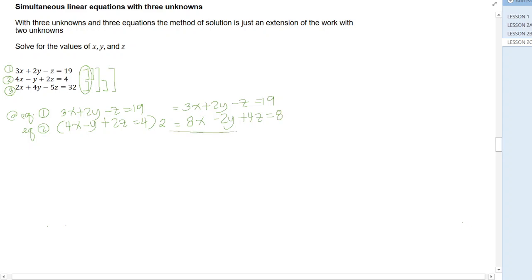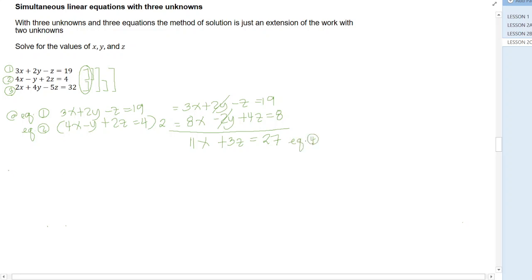If we add these, the y will be cancelled, and 8 plus 3 is 11x. Negative z plus 4z remains, that is plus 3z, is equal to 19 plus 8, which is simply 27. We are now ready to get the values of x and z. Let us denote that as equation 4.